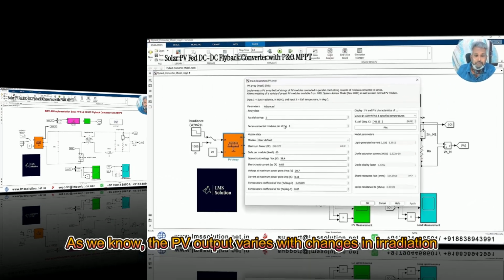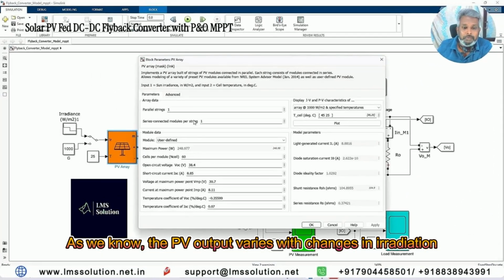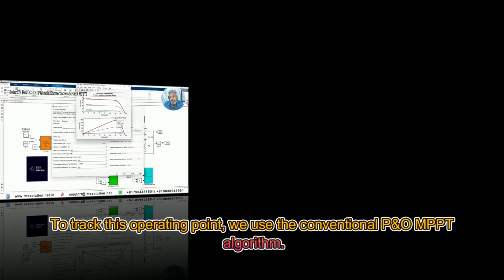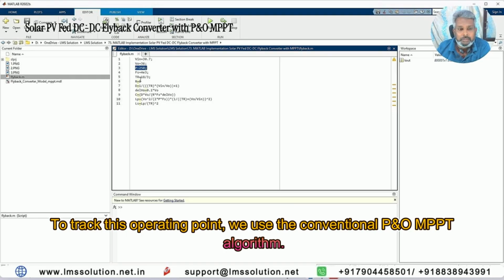As we know, the PV output varies with changes in irradiation and temperature, so the maximum power point also changes continuously. To track this operating point, we use the conventional P&O MPPT algorithm.